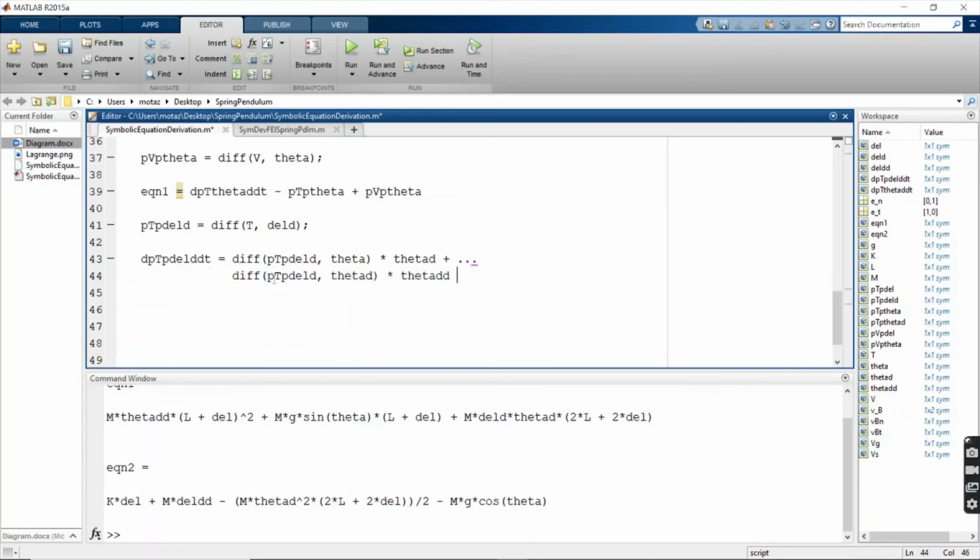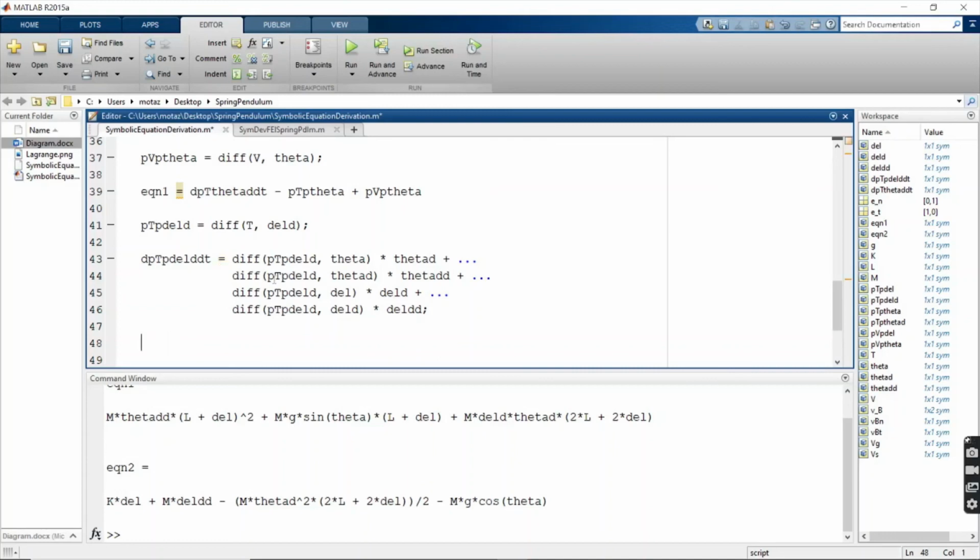The derivative of the inside. And now do it again for del. And finally for del dot. And that's that. That's the first term of the Lagrangian equation.